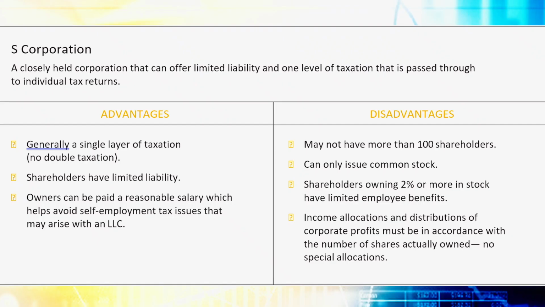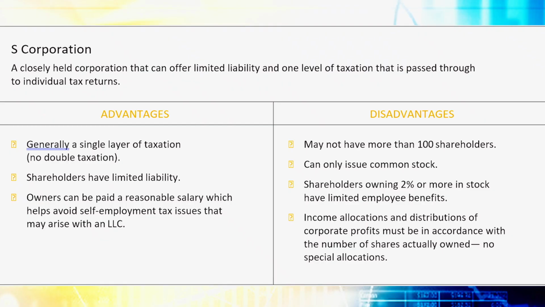A closely held corporation that can offer limited liability and one level of taxation that is passed through to the individual tax returns. The advantages: generally a single layer of taxation, no double taxation. Shareholders have limited liability. Owners can be paid a reasonable salary, which helps avoid self-employment tax issues that may arise with an LLC. The disadvantages: may not have more than 100 shareholders, can only issue common stock.